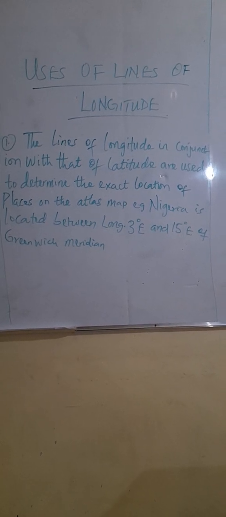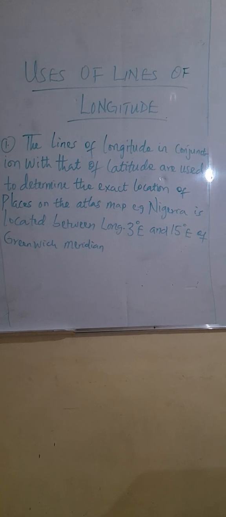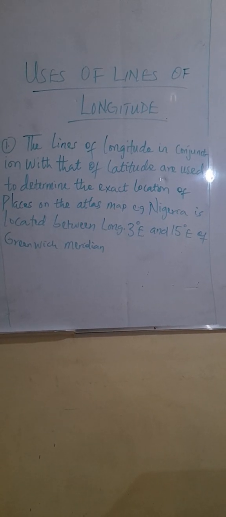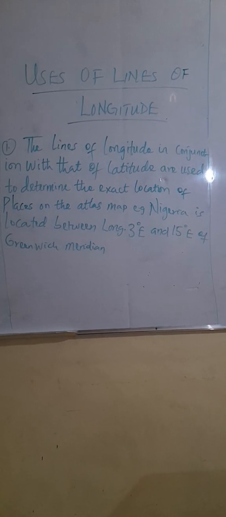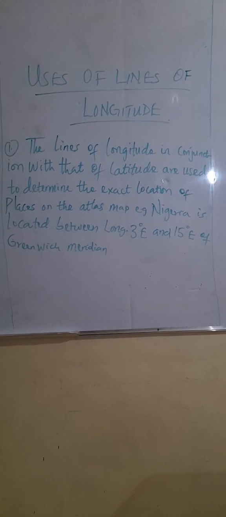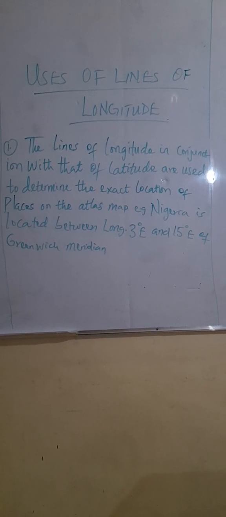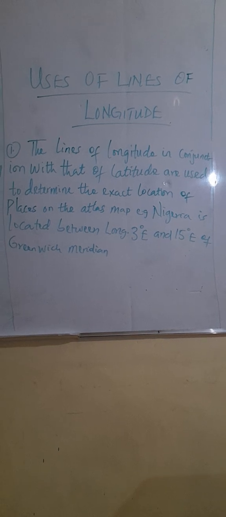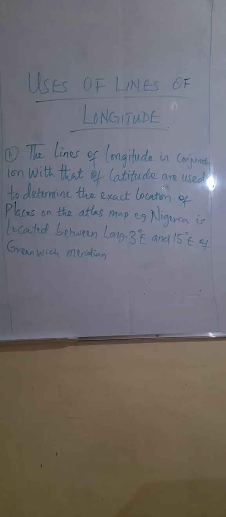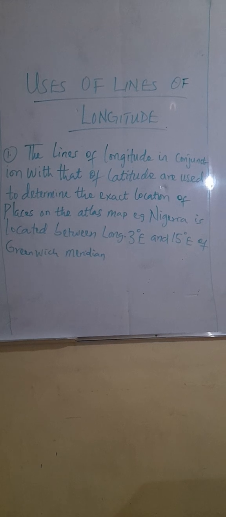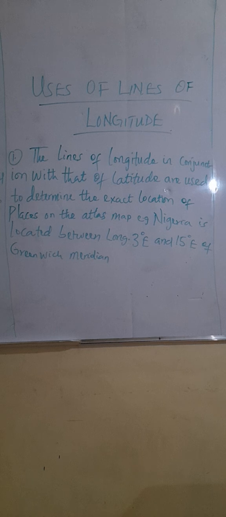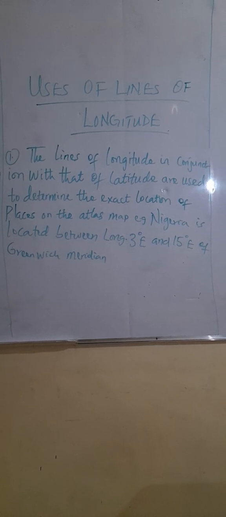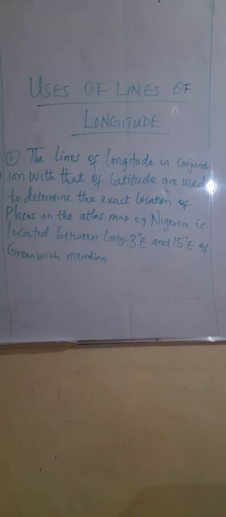The lines of longitude, in conjunction with those of latitude, are used to determine the exact location of places on the atlas map. The atlas map describes the location and the topography of the earth. For example, Nigeria is located between longitude 3 degrees and 15 degrees of the Greenwich meridian.